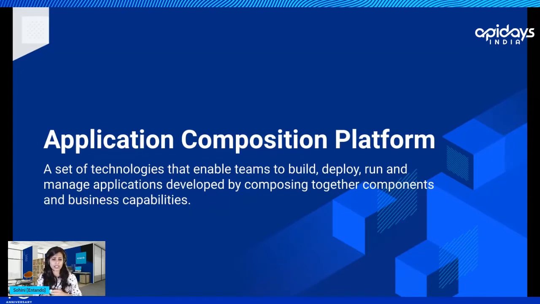So we have spoken about composable business, composable thinking, PBCs, and Gartner's review of composability. Now it's time we talk about the where. Where can we do everything that we just imagined for the past, I don't know, 10, 12 minutes? So, application composition platform, ACP, is the answer. This is a set of technologies that enables teams to build, deploy, run, and manage applications developed by composing together components and business capabilities.